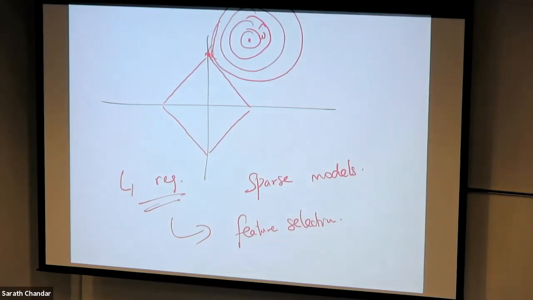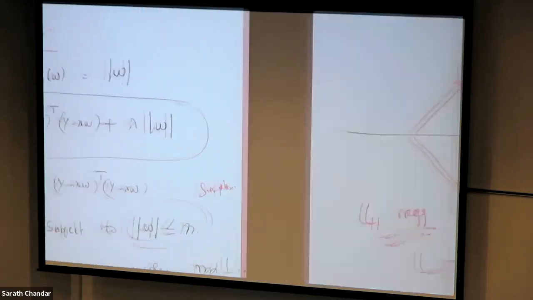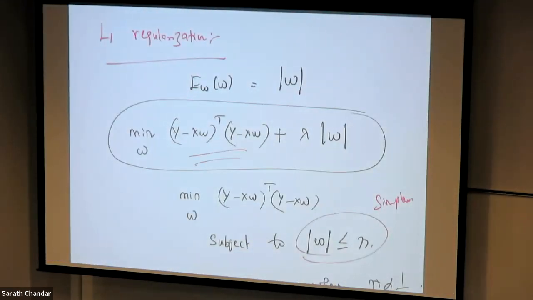So the first term is your actual loss that you care about, right? And this is your regularization loss. So if you don't have the regularization loss, you're going to overfit.